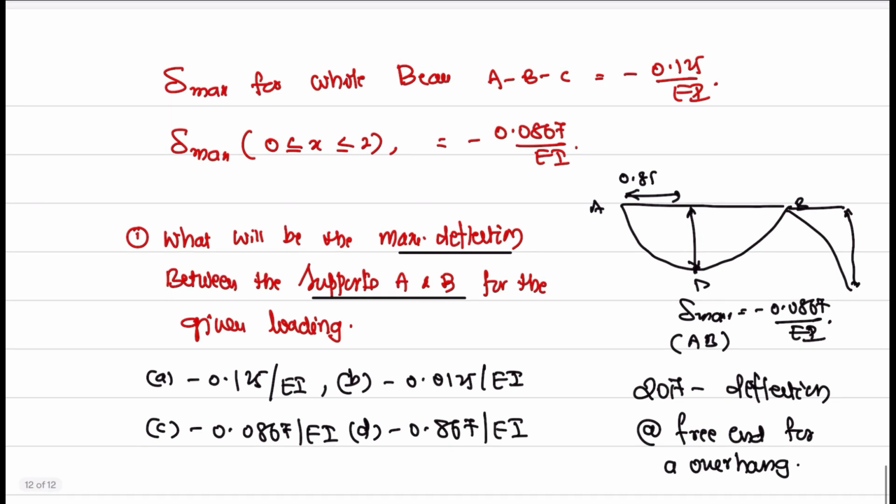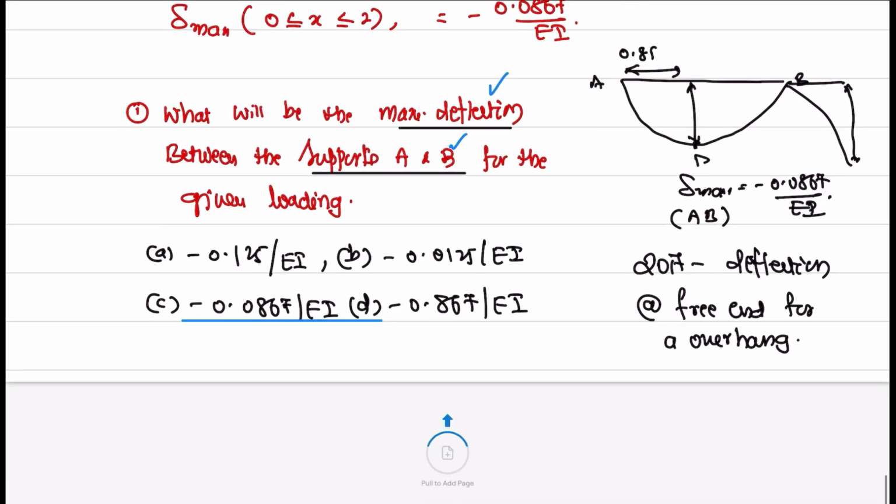Until and unless you read both sentences, and also in which portion they wanted the maximum deflection, you cannot answer. The answer should be this one, not the first one. Please look at the answer, look at the question, understand the question thoroughly, then answer the question.